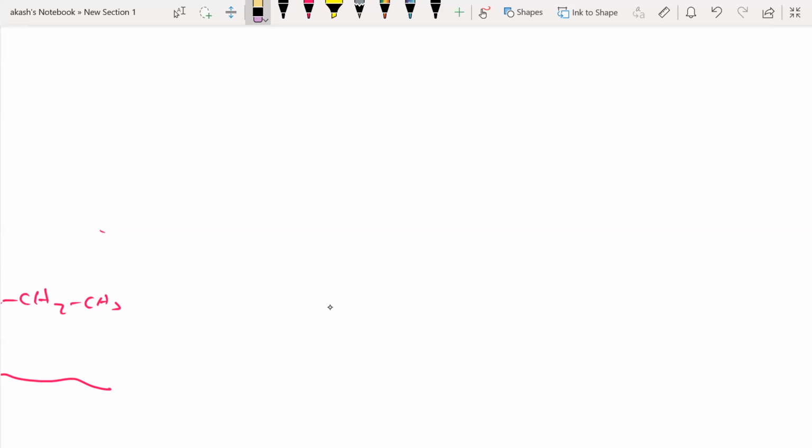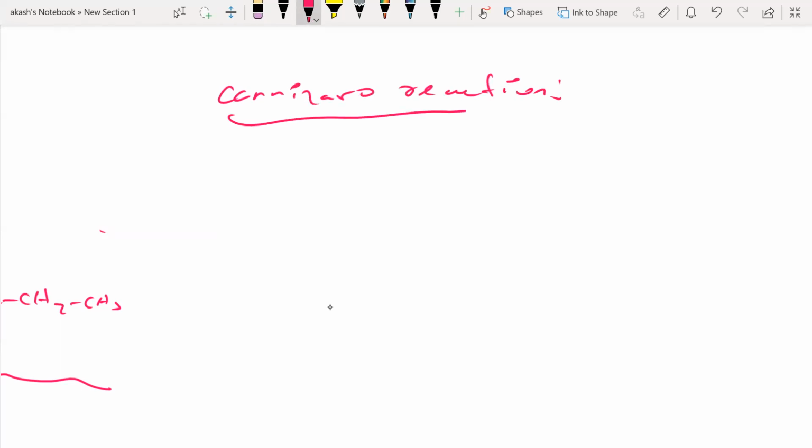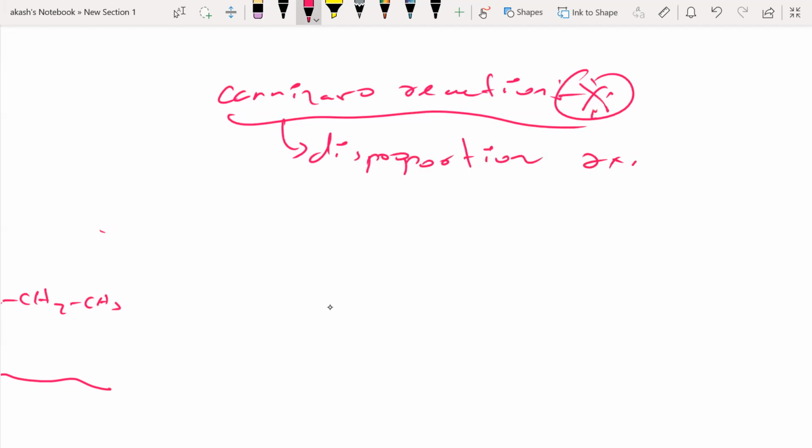Now, next reaction, another name reaction we are going to see, that is what is called Cannizzaro reaction. Right, Cannizzaro reaction, again very important. Just like aldol, this is also going to be a very important reaction. Okay, right. So Cannizzaro reaction is actually a disproportionation reaction. We know what is disproportionation, right?